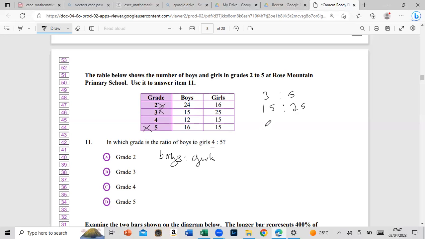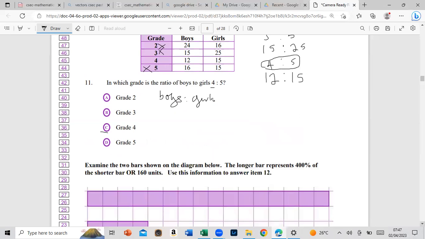So let us do 12 to 15. And that's how easy maths is now, guys. Just focus on what you're doing. Which number can go into 12 and 15 without a remainder? Alright, that would be 3. 3 into 12 goes 4 times, and 3 into 15 goes 5 times. Now, this is indeed correct because the ratio is 4 to 5 when you break it down to its lowest terms. So grade 4 is our answer. Alright, let's move on to number 12.